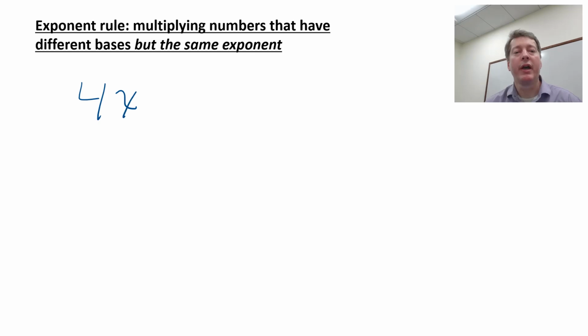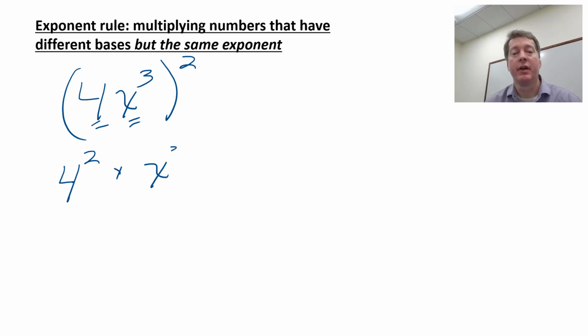Suppose I had 4x cubed, squared. One base is 4 and the other base is x. I'm squaring the 4 and I'm also squaring the x cubed. So this is the same thing as 4 squared times x cubed squared. This is the same as 4 squared is 16, 16 times x to the 6th.